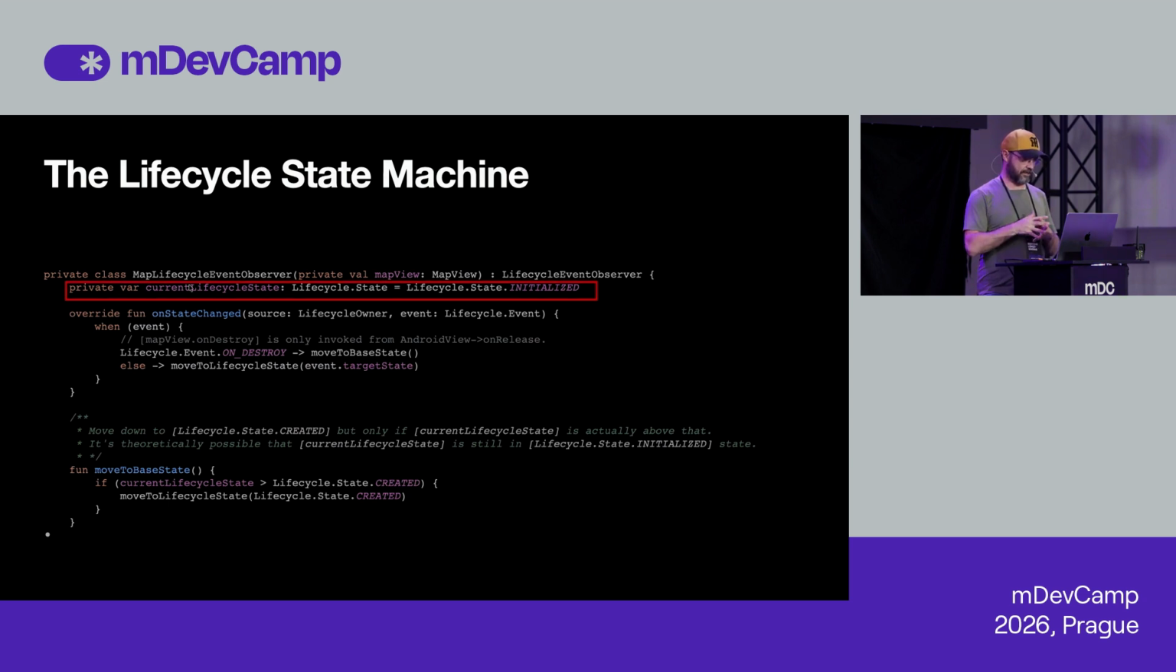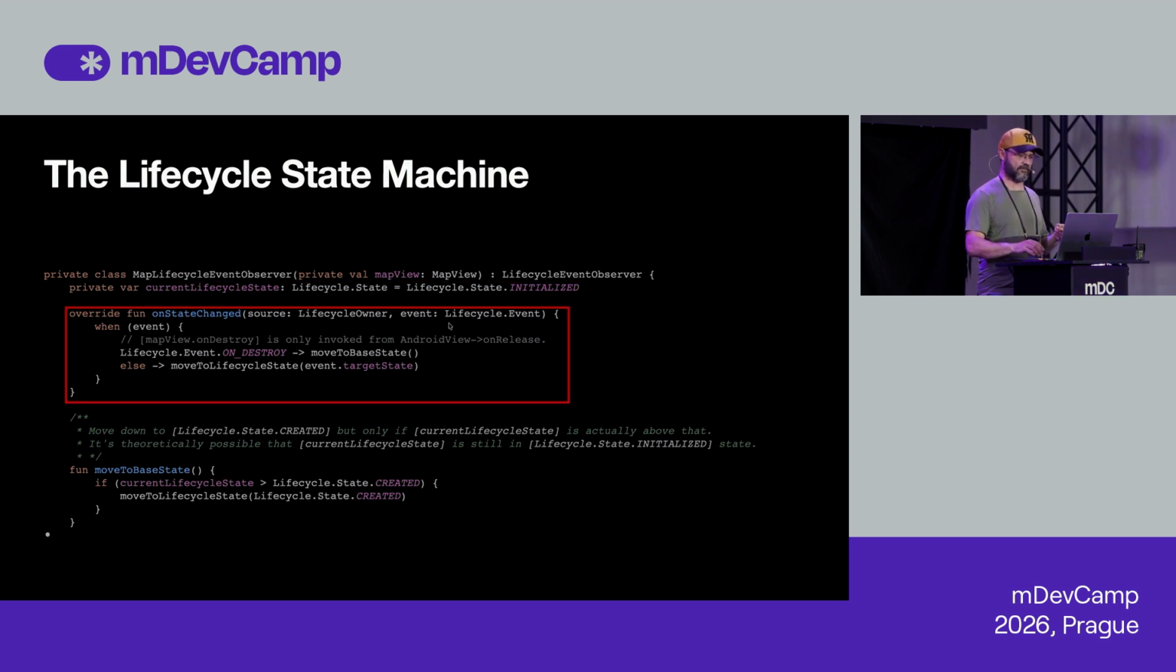This is the implementation of the map lifecycle event observer, which takes the map view, the view class. Here we take the lifecycle as initialized, the current one, and start operating with it. This is, by the way, overriding the lifecycle event observer. This is a class that allows you to observe the lifecycle and implements a few methods. One of them is the onStateChange. This gets called every time the state has changed. And the most relevant one is the new event that happens.